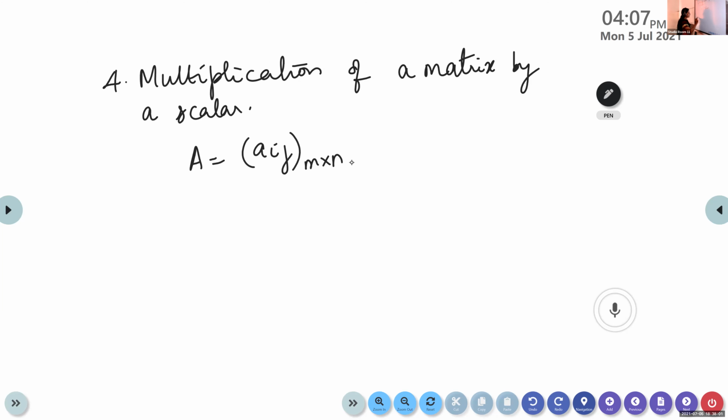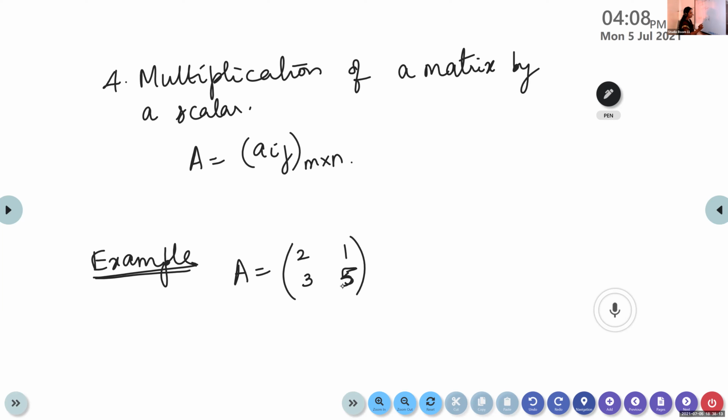Let us take one example. After that, we can go through the definition. If you look at the example, you'll understand easily. Suppose A is equal to matrix 2, 1, 3, 5. What will be 2A? Look at here.